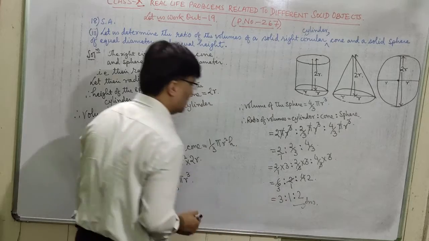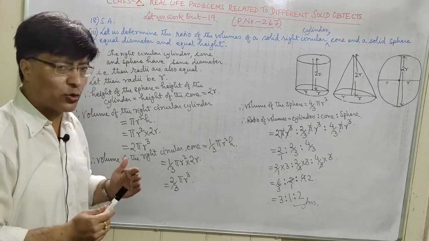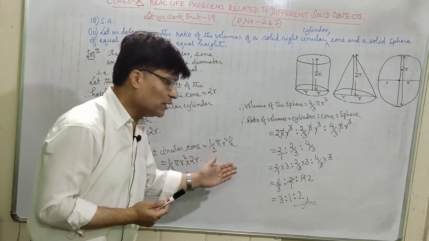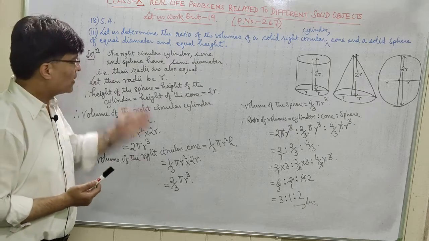So this is the final answer. What is the ratio of volumes of the cylinder is to cone is to sphere? It is 3 is to 1 is to 2. So this is the final answer. You can copy it.